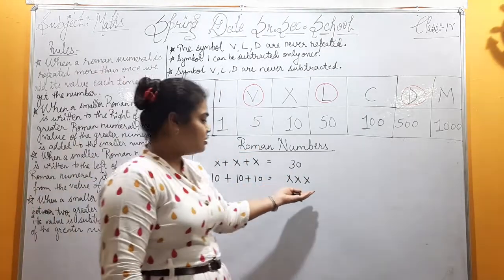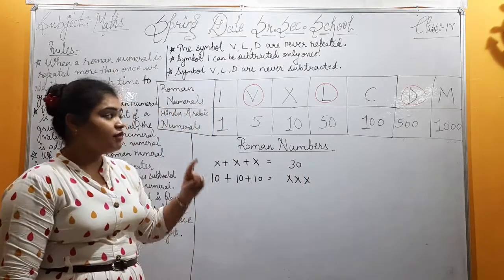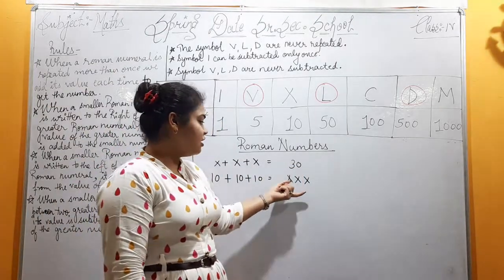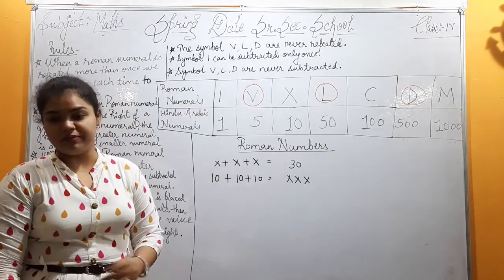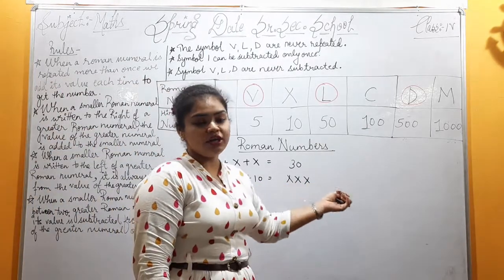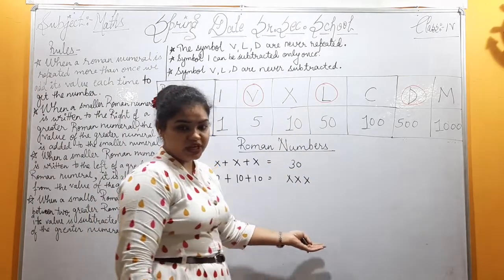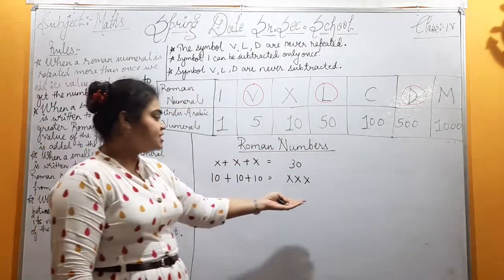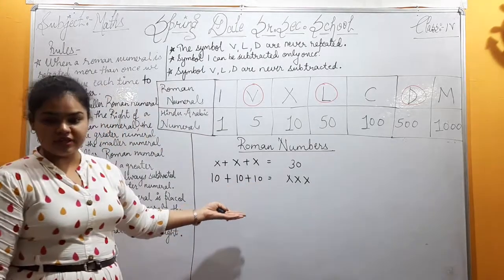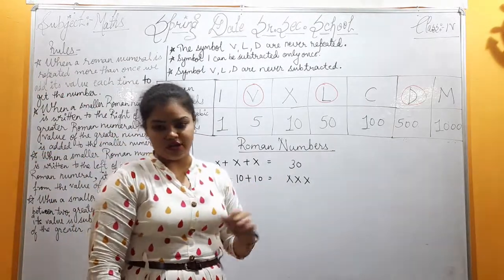Now it is written 3 times, but we have already read that these symbols are never repeated. So for making 40, what we have done is we just wrote L, that is 50, and then we subtracted 10 from that. So we get the number 40.